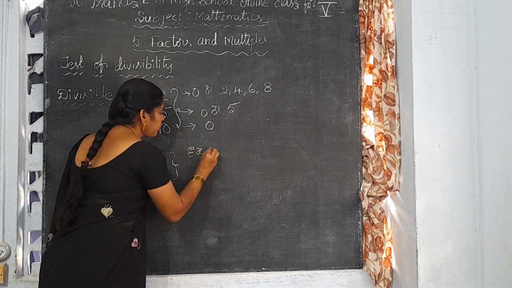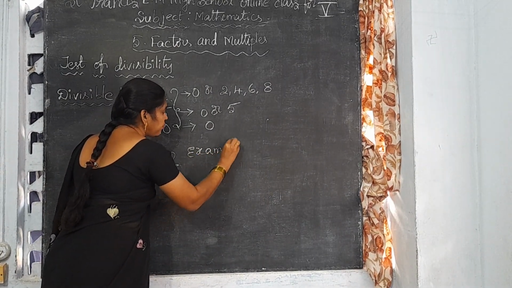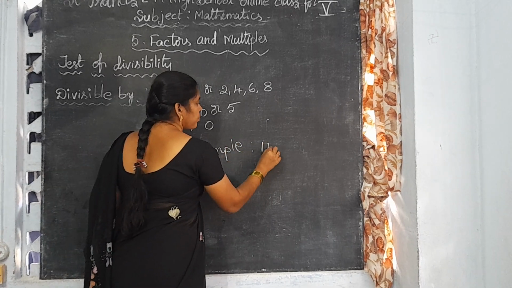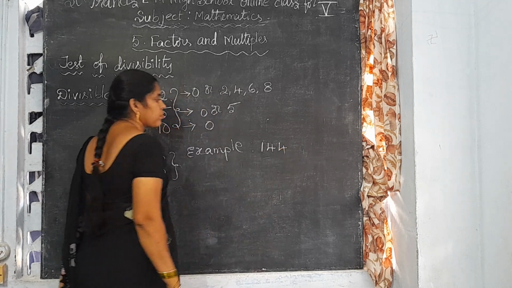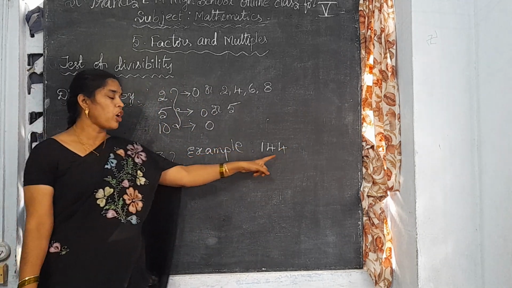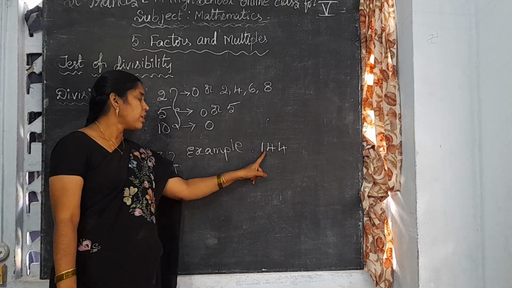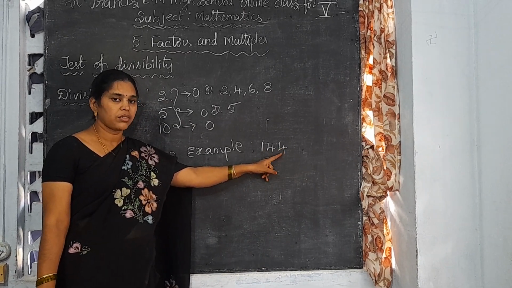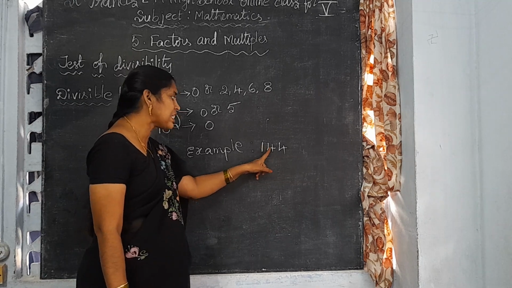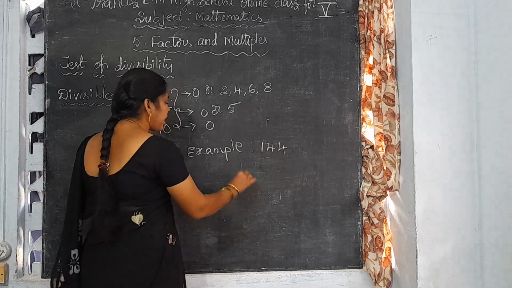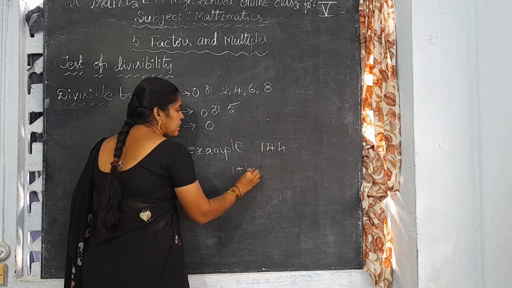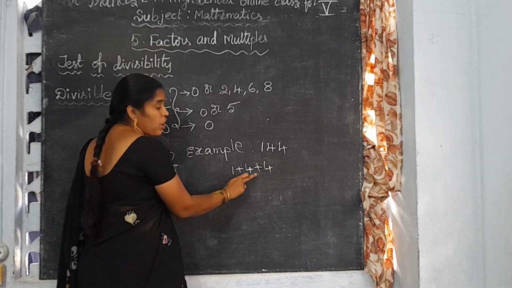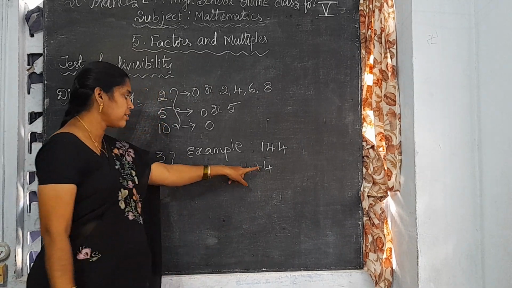Example, see here. 144. Sum of the digits in the number. Sum means we have to do addition. Each one we will call a digit. Add it: 1 plus 4 plus 4. 1 plus 4 is 5, 5 plus 4 is 9.